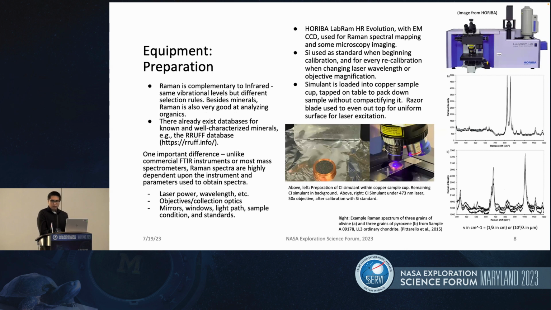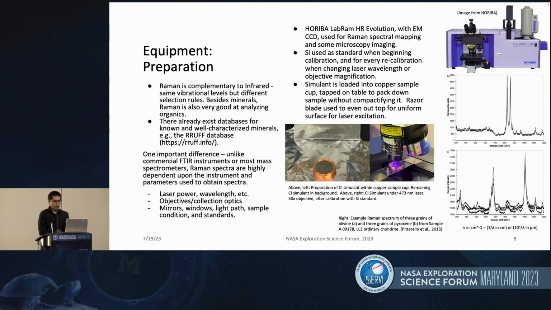As stated previously, Raman is good for analyzing minerals as well as organics, and there are databases for many known minerals, such as RRUFF, which allow you to include or exclude minerals of interest from the main material that you're looking at. Raman and IR are complementary to one another, but Raman spectra are highly dependent on the instrument condition, where the parameters that are chosen will change the resultant features significantly. We minimize the level of difference between these maps and the individual spectra by calibrating for each sample with the laser wavelength and objective magnification used.